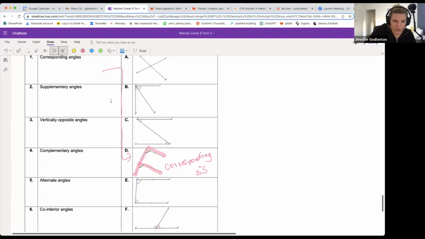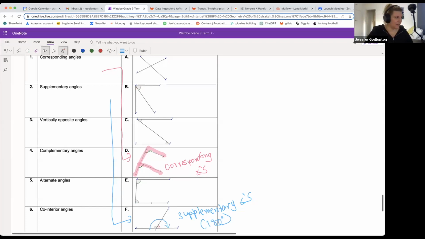For 2, I'm seeing answers for supplementary angles. Remember supplement: we want to get bigger, think of it like the gym. So it's going to be 180 degrees, not 90. So these are going to be supplementary. Supplementary angles add up to 180 degrees. That angle plus that angle is going to be 180 degrees.